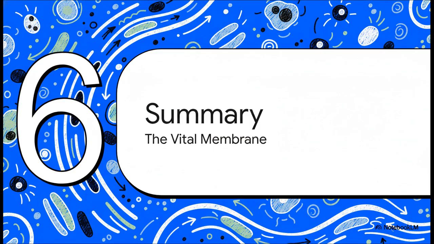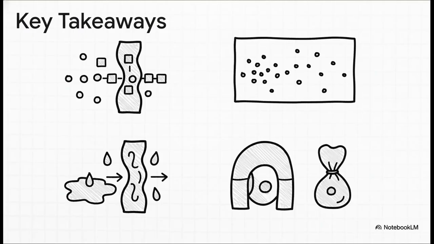Okay, so that was a lot of information. Let's just pause for a moment and summarize the most important points we have learned about this vital membrane. So, let's quickly revise our key takeaways. First, the plasma membrane is selectively permeable. It's the cell's gatekeeper. Second, diffusion is the passive, energy-free movement of substances like oxygen and carbon dioxide. Third, osmosis is the special name we give to the diffusion of water, and it affects the cell shape. And finally, endocytosis is the active, energy-using process where the cell engulfs large materials.